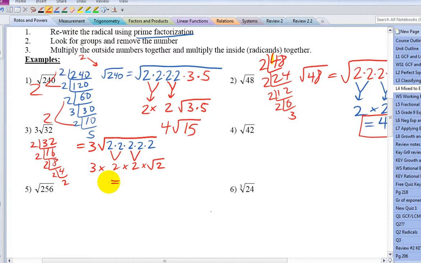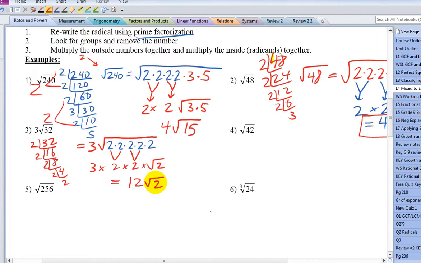Okay, who's got a final answer? Go for it, Sam. 8 root 2. 8. How'd you get the 8? 3 times 2 times 2. 3 times 2 is, yeah, you added, I think. Yeah. Okay, so 3 times 2 is 6, times 2 is 12. 12 root 2. All right. Hands up, you got that?